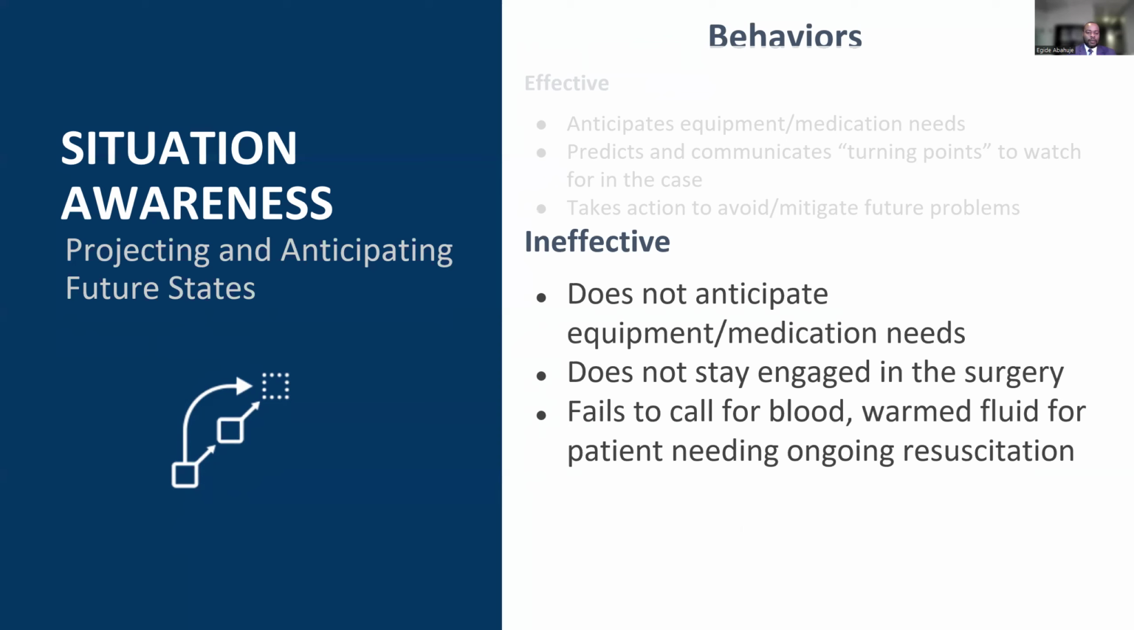Examples of ineffective projecting and anticipating future state include not anticipating what might happen and the equipment or medication that will be needed, not staying engaged in the surgery, like getting distracted or not following closely all the steps of the procedure, and failure to call for blood or IV fluids when the patient needs resuscitation. And in our scenario, the team should have discussed when to initiate transfusion. For example, they would say if the patient becomes hypotensive, we will start transfusion.